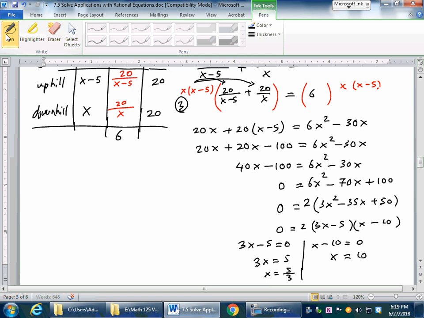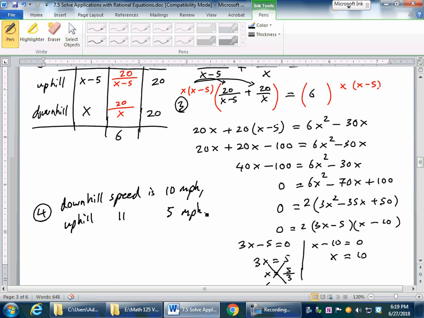So finally, I can ignore this part and then do the interpretations. So my step 4, now I can say that his downhill speed is 10 miles per hour and uphill speed is 5 miles less, so it will be 5 miles per hour. So that would be my final answer.